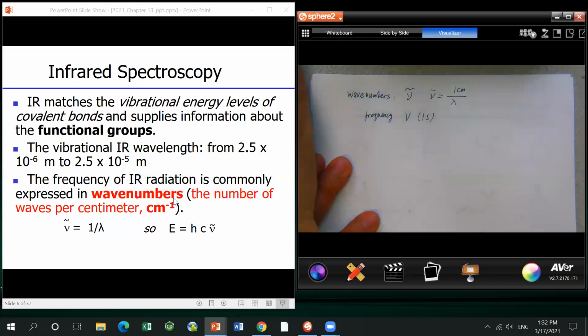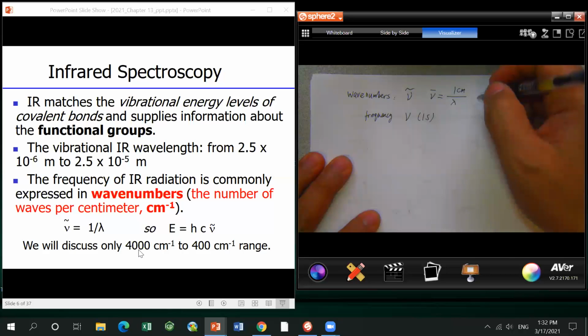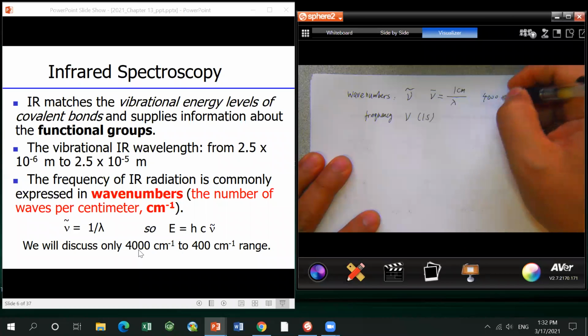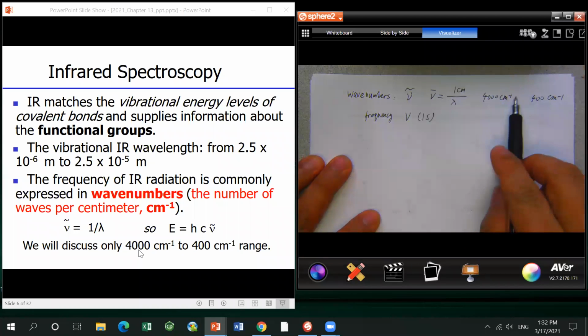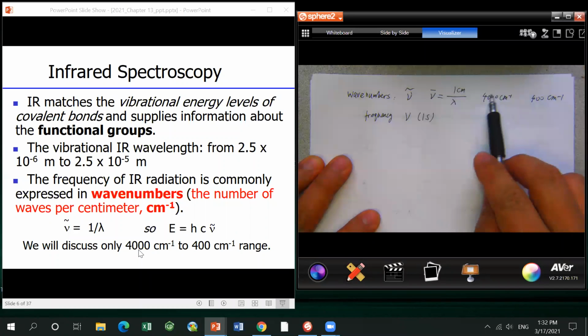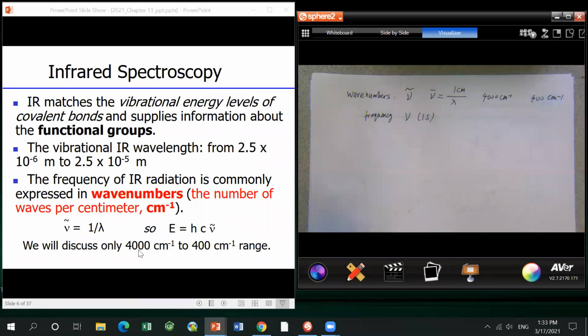So if we use wave numbers, you can do some math to convert wavelength into wave numbers. That's very easy math. So we get the wave number range for the IR, which should be from 4,000 per centimeter to 400 per centimeter. The higher end, 4,000, means 4,000 waves in 1 centimeter. Here, 400 waves in 1 centimeter. So the actual numbers are easy to write and easy to remember.